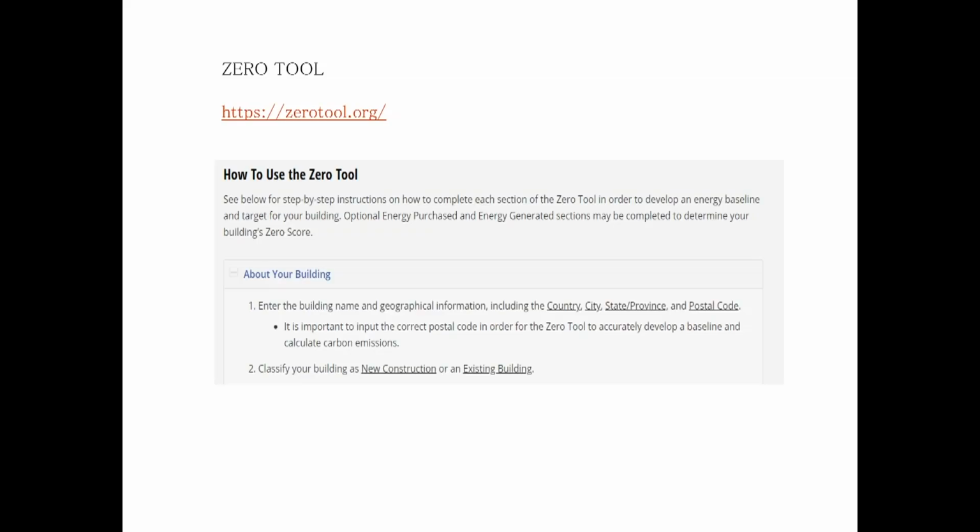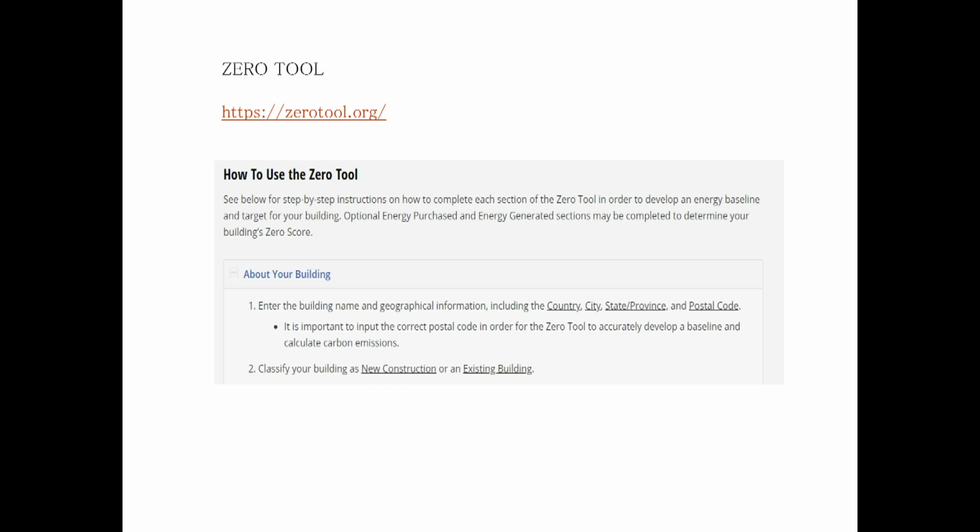Okay, so you've got your computers. I would appreciate it if you would go to zerotool.org. How am I doing on time? Okay, all right, I'll try and speed up a little.